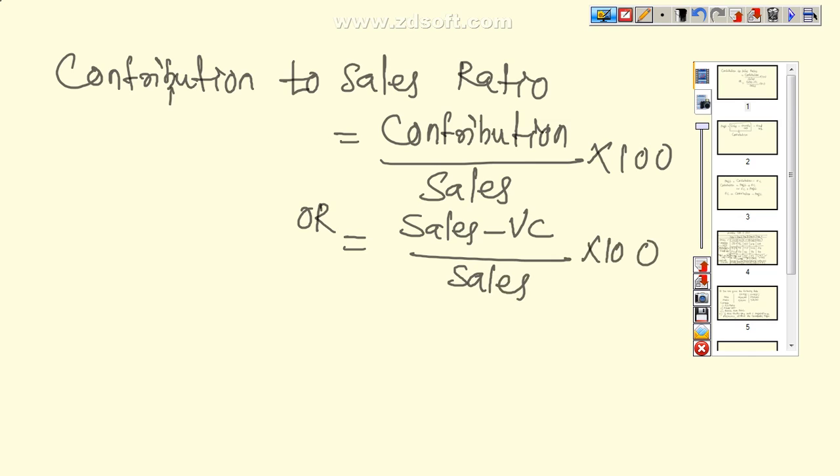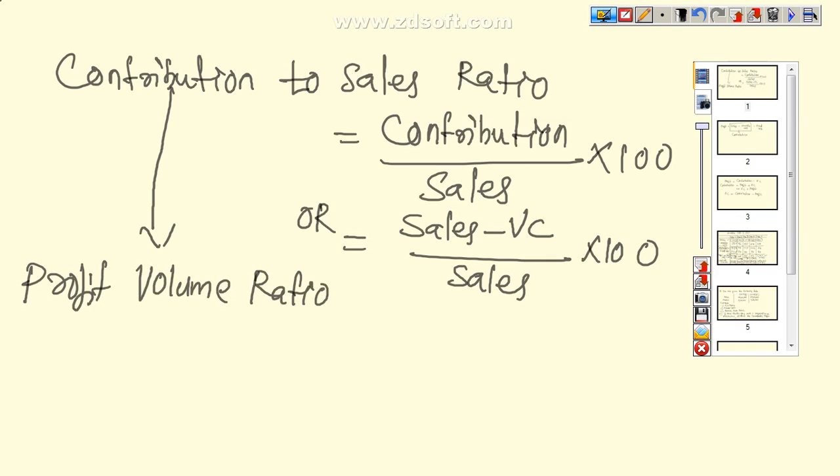So this ratio is also known as the profit volume ratio. Short form, we write it here as PV ratio. So PV ratio is the connectivity between profit and sale, that is, contribution to sale, which we term as PV ratio. So the first equation to calculate PV ratio is contribution upon sale, where contribution is equal to sales minus variable cost, upon sales into 100. Now we come to this part.